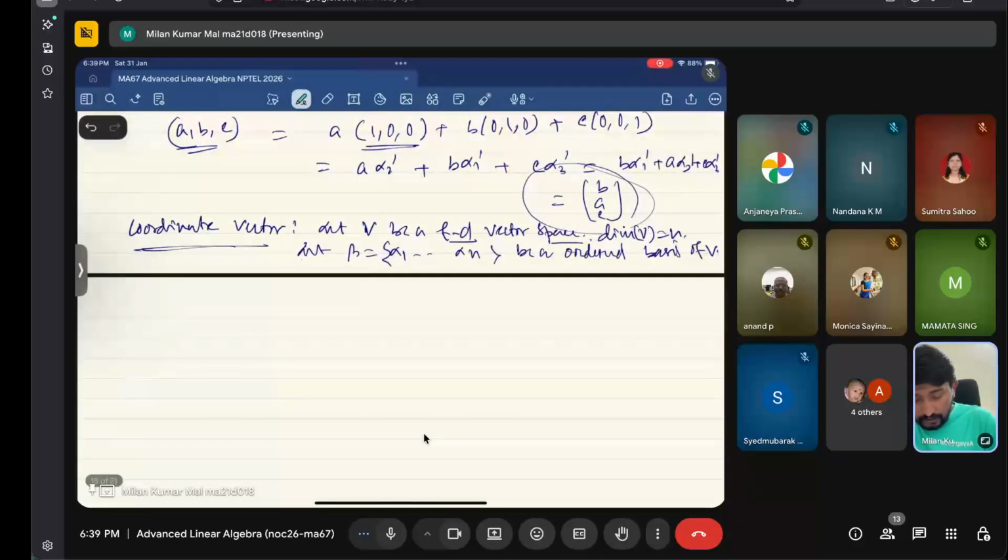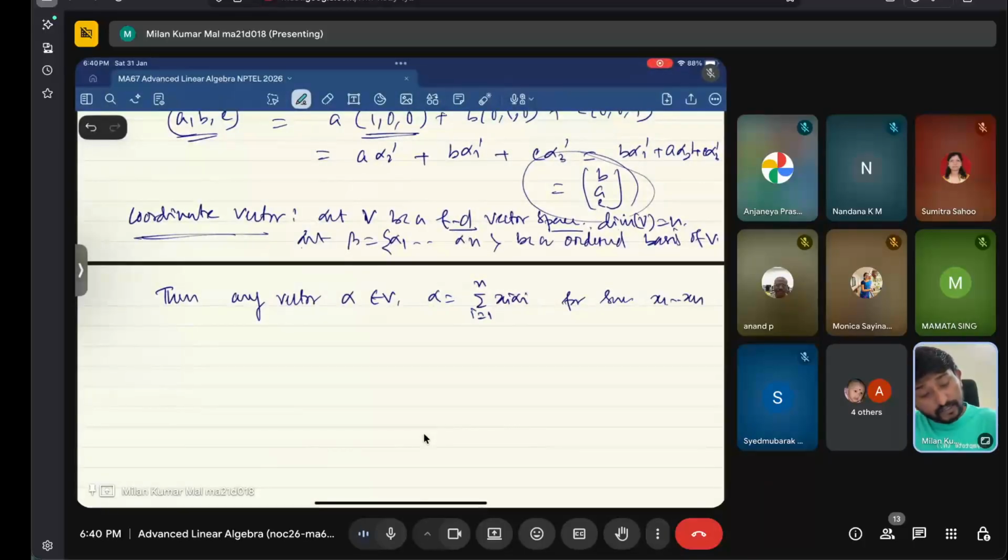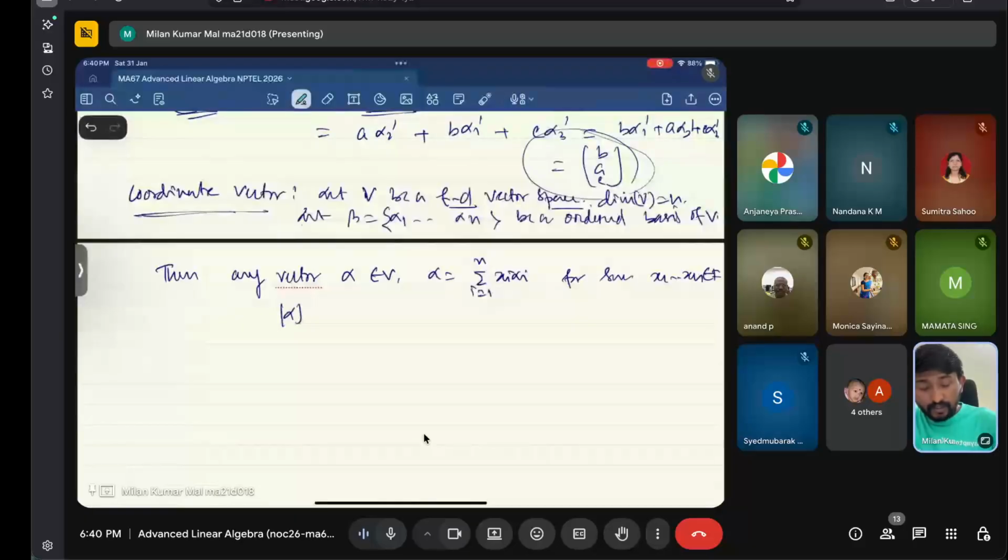any vector alpha in V, as I have said, as V is a vector space and this is a basis, every element can be written as a linear combination of the basis elements. So that means alpha equals the summation of x_i alpha_i, i equals 1 to n, for some x1 to xn. These are the scalars. Basically, when I am saying scalar, it means elements coming from the field. Okay. So this is the field element. And then this alpha with respect to beta, the coordinate vector is this.